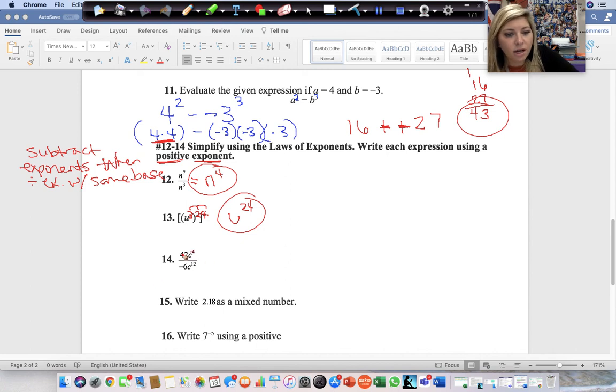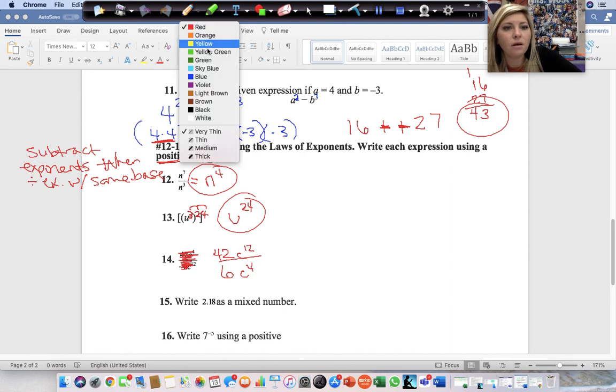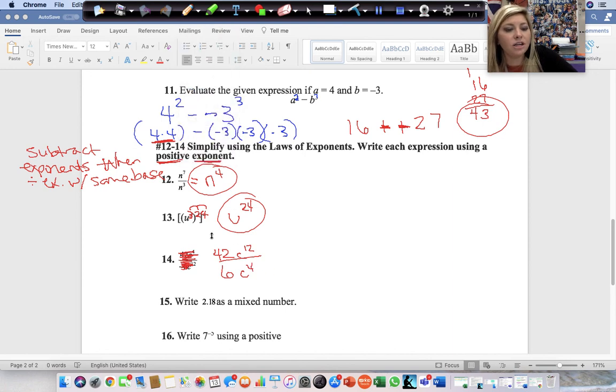Now this next one, I completely had you guys rewrite this problem as 42 c to the 12th divided by 6 c to the 4th. Okay, and again, you're going to divide the first two numbers. 42 divided by 6 gives us 7. And then you're going to keep your same base, and you're going to subtract your exponent. So 12 minus 4 gives us 8. So 7c to the 8th power.